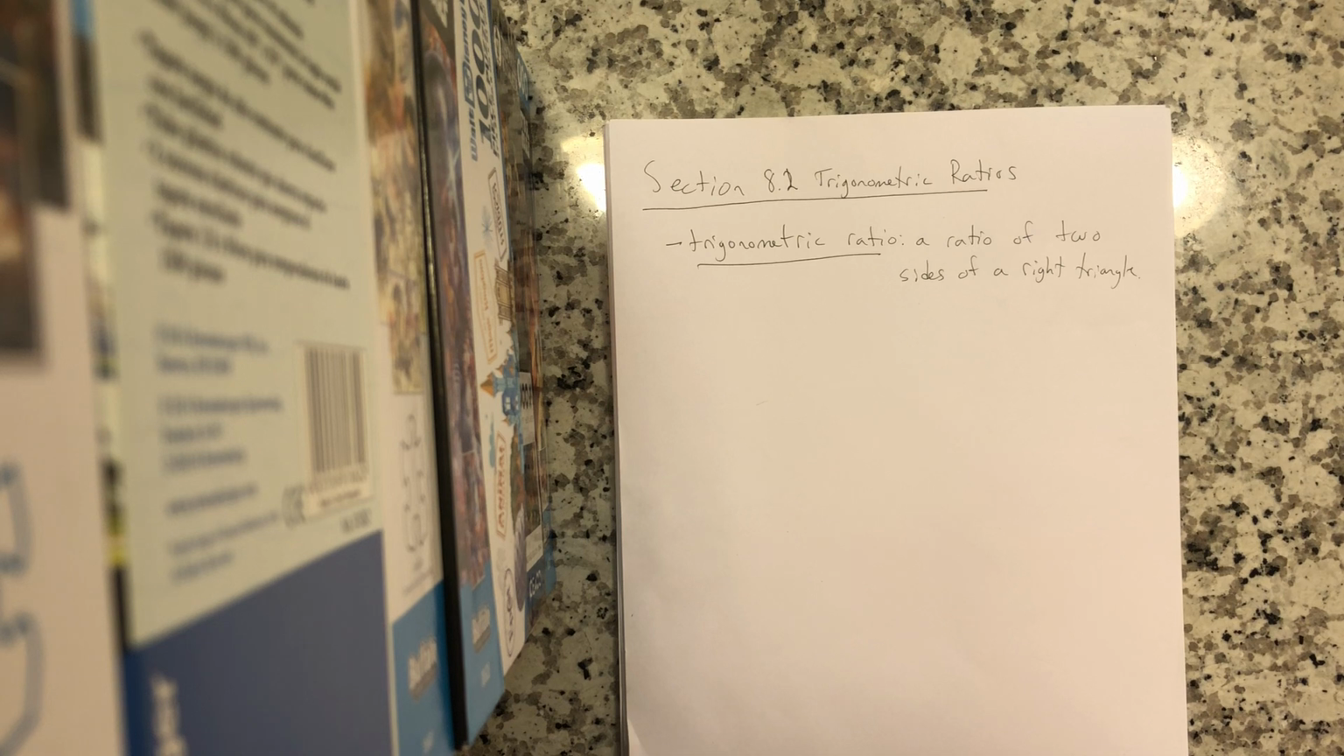So today what we're going to be doing is talking about the trigonometric ratios, which are in section 8.2. And very simply, a trigonometric ratio is a ratio of two sides of a right triangle. Keep in mind with this chapter, we're really going to be focusing on right triangles specifically. The trig stuff is really all related to right triangles. So let's go ahead and get into it.